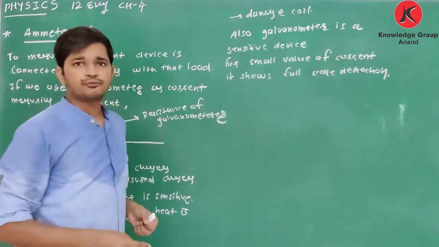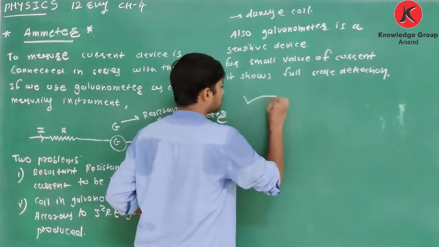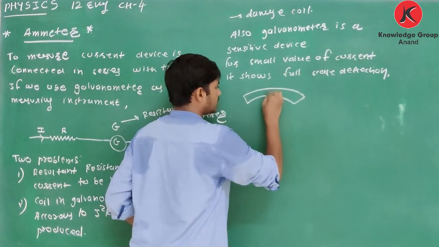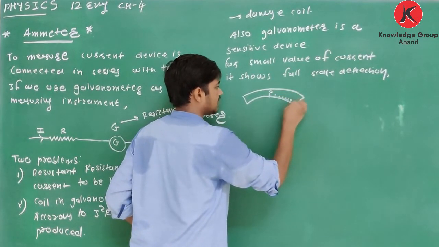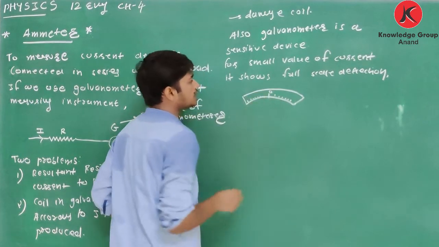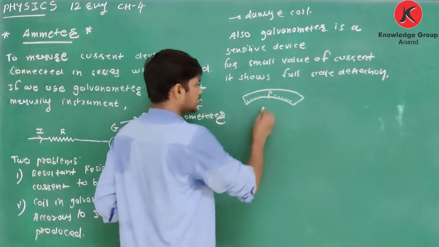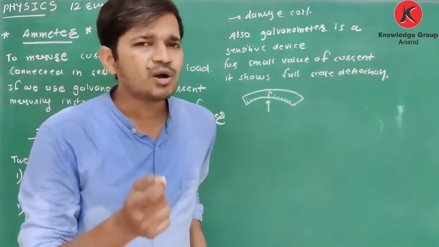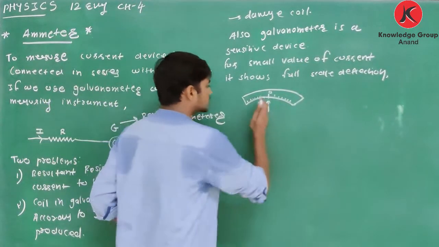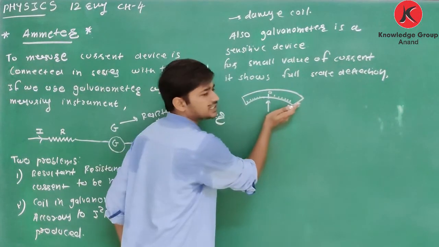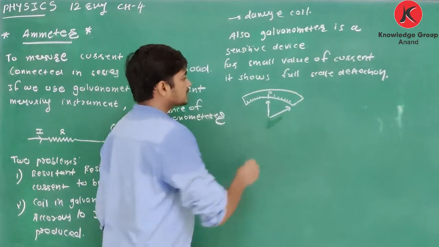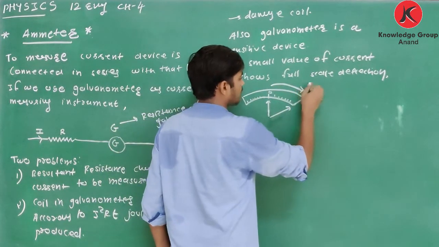Now what is the meaning of full scale deflection? If you have observed a circular scale like this, here it is 0 and these are calibrations. Initially the pointer is at 0. Now if a very small amount of current flows, then this pointer moves from this to this maximum limit. So it is called full scale deflection.